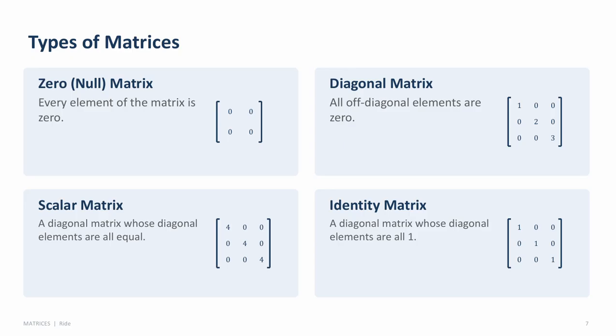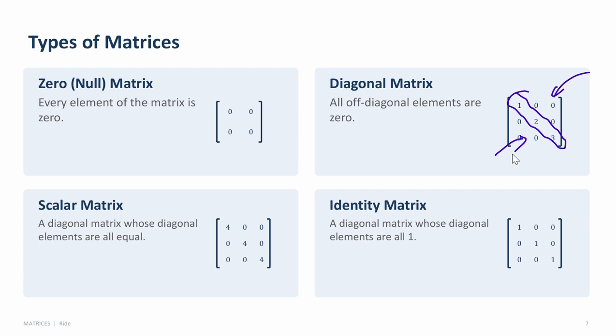Right? The elements in the rows and the columns are 0. So therefore it is a 0 or the null matrix. If I talk about the diagonal matrix, can you see all off diagonal elements are 0? Only the diagonal elements, this part right here, have numbers, right? But the other non-diagonal elements, can you see they're all 0? Therefore, it is termed as a diagonal matrix.